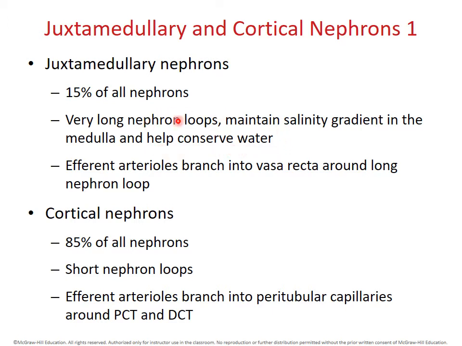So these long loops of Henle clearly seem to be involved in conservation of water, or reabsorption of water back into the bloodstream. In the case of juxtamedullary nephrons, their second capillary bed is not the typical peritubular capillaries, but the specialized capillary bed known as the vasa recta, which we saw dive down into the medulla with the long loop of Henle.